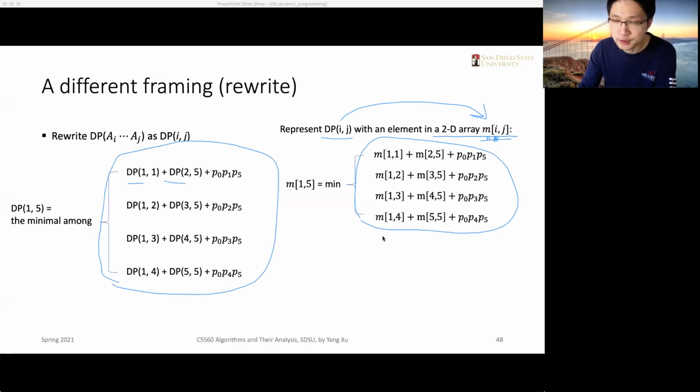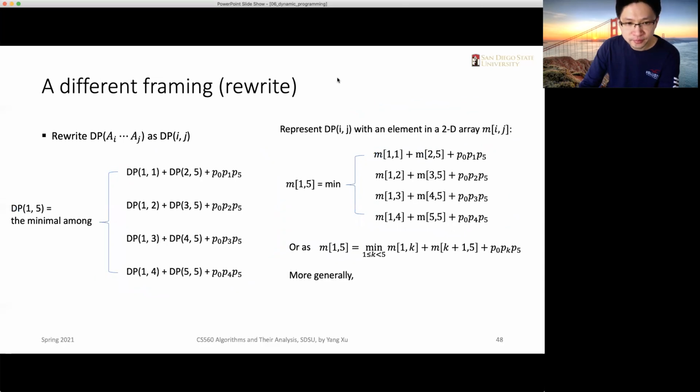The only difference is that we replace the DPs with the M notations, and the meaning of Mij is that M is a 2D matrix, and Mij is the ith row and the jth column element within that matrix. That is a further simplification.